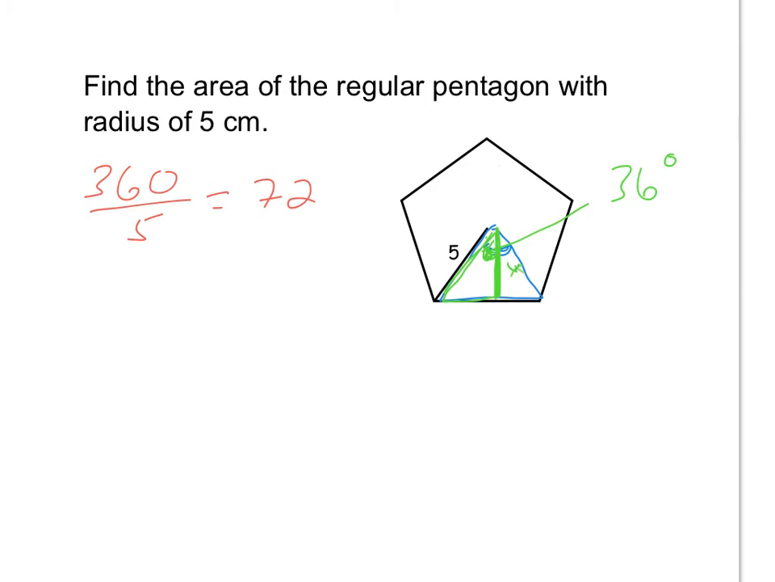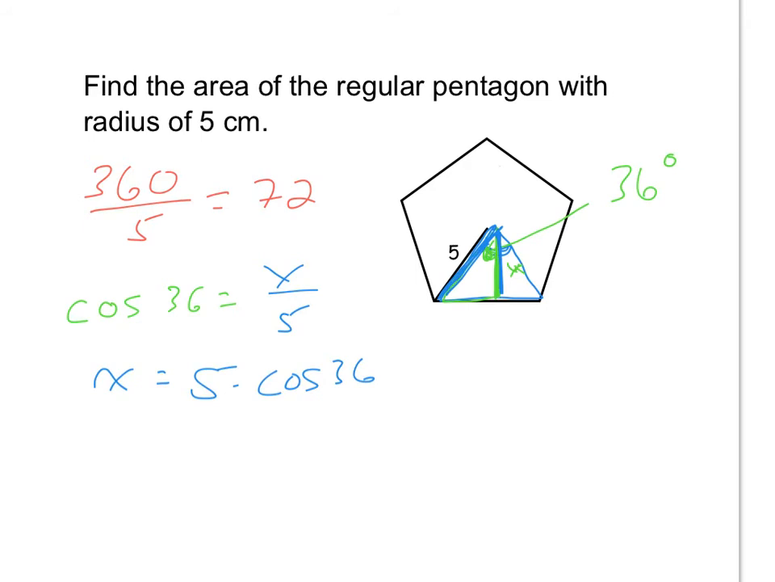So I now know that cosine of 36 degrees is equal to my adjacent side, that's this blue length right here, x, over my hypotenuse, which is this long side right here, that's 5. So I now know that x, or my apothem, is equal to 5 times cosine of 36. So hold on a minute.